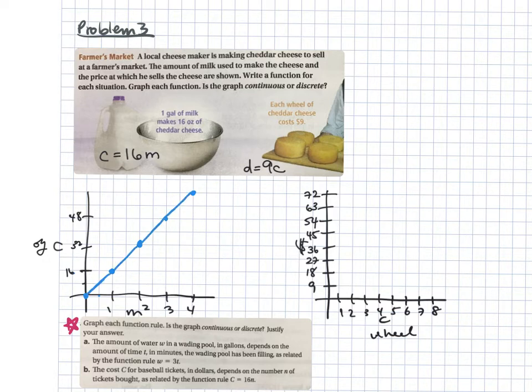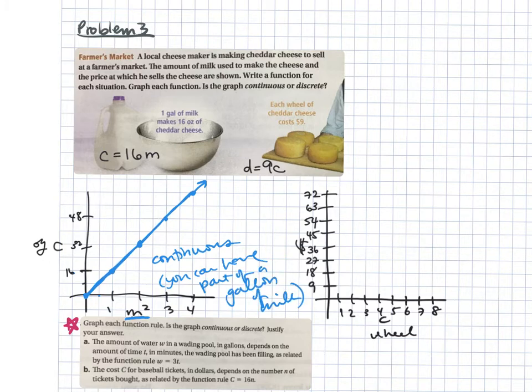Okay, so this graph is going to be continuous. This actually probably keeps going. This is continuous because you can have part of a gallon of milk. And you want to just think of your independent variable. Can you have part of that? You can have part of a gallon of milk. Okay, so that's what makes it continuous. So that means here, this is saying if I have 2.5 gallons of milk, I'll make 40 ounces of cheddar cheese. So it's in between these dots.